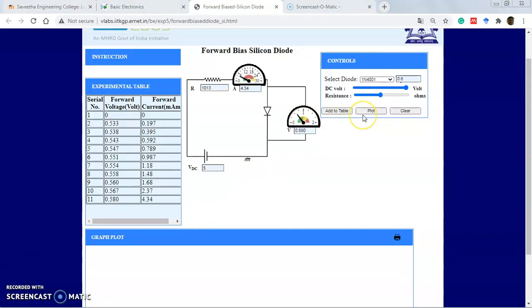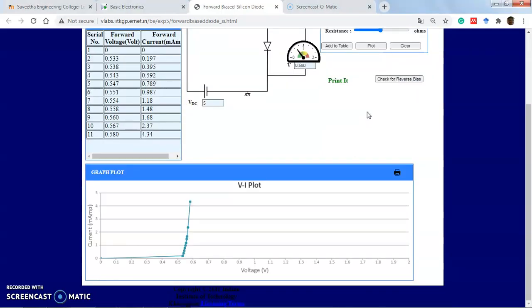For these values, we can plot the graph for forward voltage and forward current. So you have to put the plot, then we can get the graph. See, on the x-axis voltage is there, on the y-axis we take current, and we vary the voltages from 0, 0.1, 0.2, 0.3, 0.4, 0.5 up to 0.6. There is no change of current. After that, the current gradually increases.